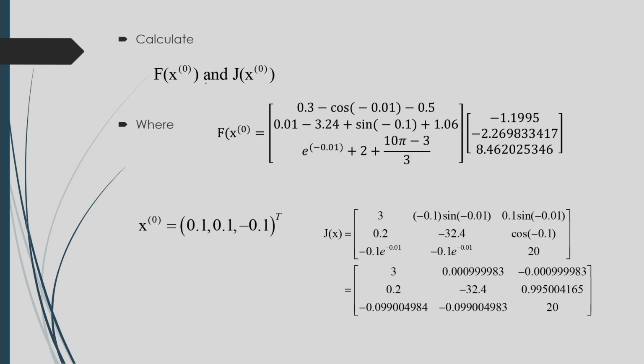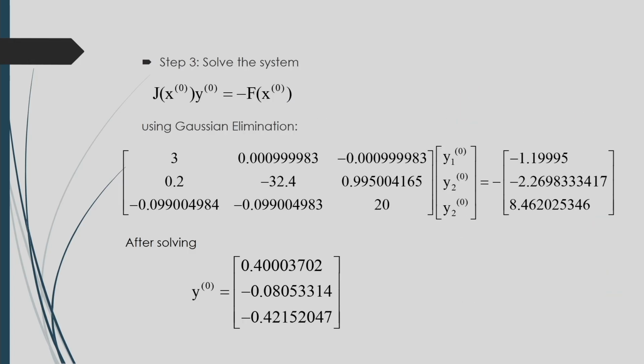Now, for the initial value, the function f of x0 and Jacobian matrix J of x0 will be as follows. After substituting the value of x0 in f of x, it will come out like this, and the Jacobian matrix will be like this, as a transpose here. After substituting these values, this will be your Jacobian matrix. Then, to solve this you have to consider that Jacobian matrix J of x 0 into y 0 equals minus f of x 0.